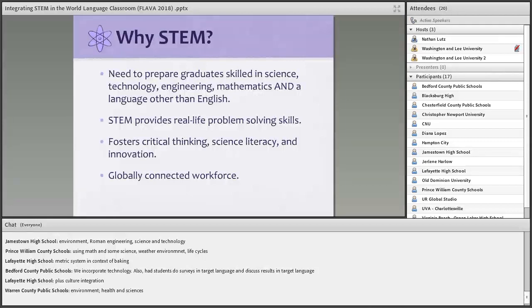Another important reason is that STEM provides real life problem solving skills. It fosters critical thinking, science literacy, and innovation. And then, as I had mentioned in that first bullet, there's a globally connected workforce. Even though there may not be parity of language between two people, just being somebody who has studied languages and cultures would give that cultural sensitivity to work with somebody from elsewhere in the world, rather than a monolingual person.